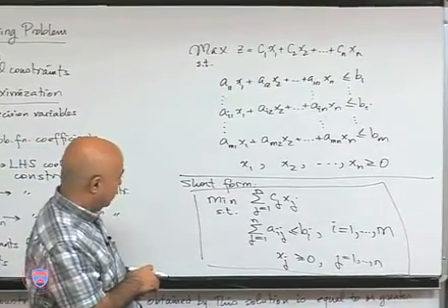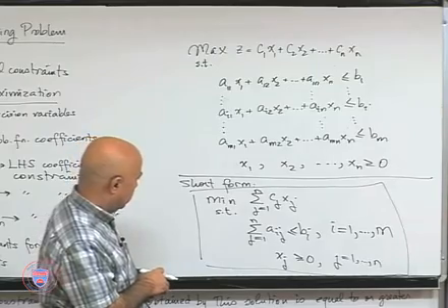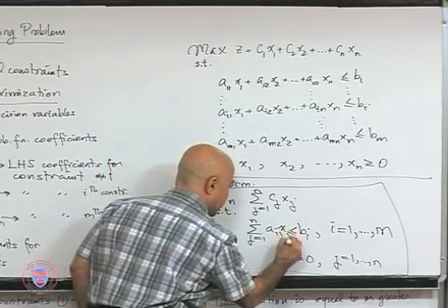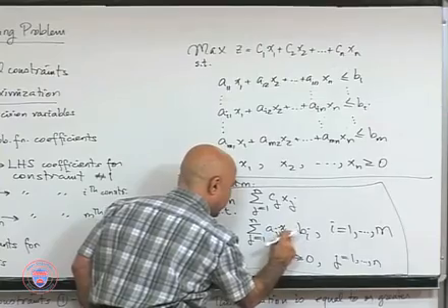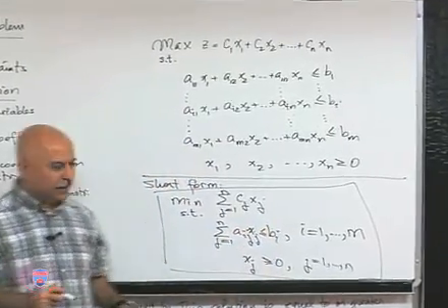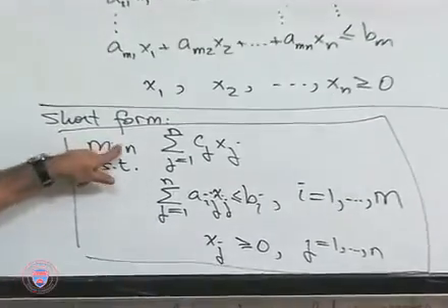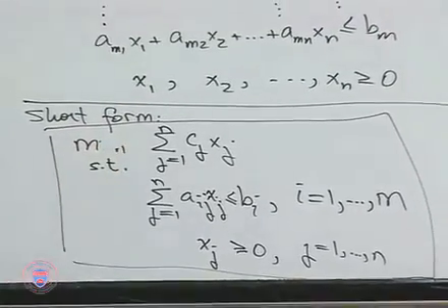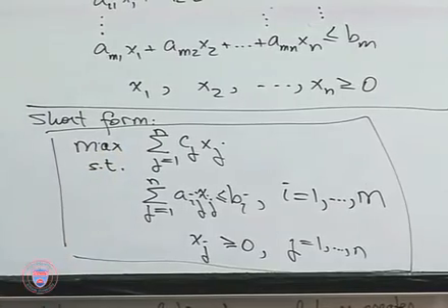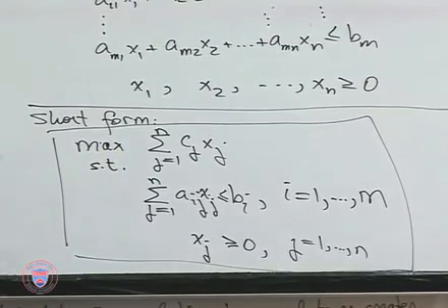Where? Ah, there. Yes, there's an xj here, sorry. Ah, sorry. The last minute mistakes. Yes, this is a maximization because that's what we began with. Sorry about that.